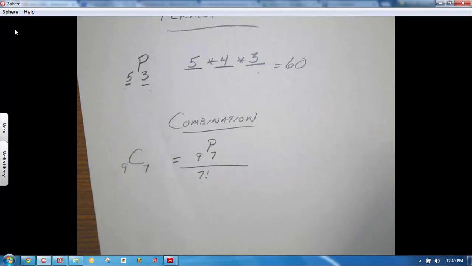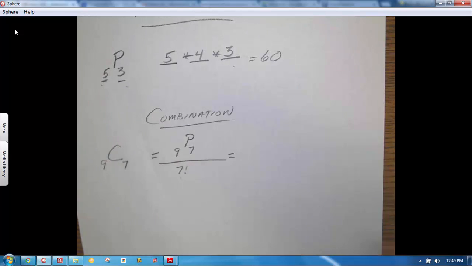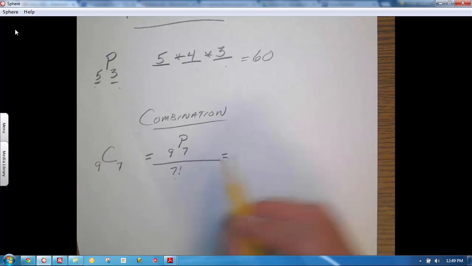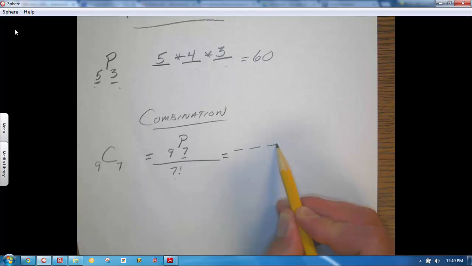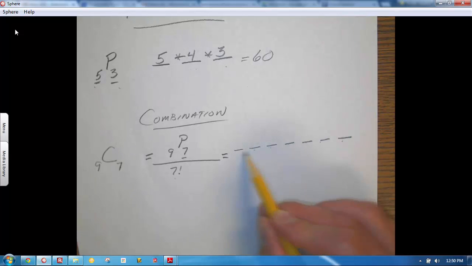Okay, so instead of sausage pepperoni and pepperoni sausage counting as 2 different pizzas, dividing by 7 factorial only counts those as 1 pizza, because essentially it is just 1 pizza. It's the same thing. Now, from this point, this is where writing out our permutations is helpful. So we've got 9 things chosen 7 at a time, so we've got 7 slots available. 1, 2, 3, 4, 5, 6, 7.